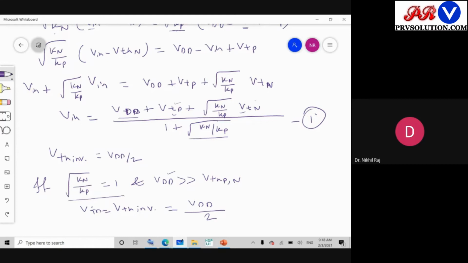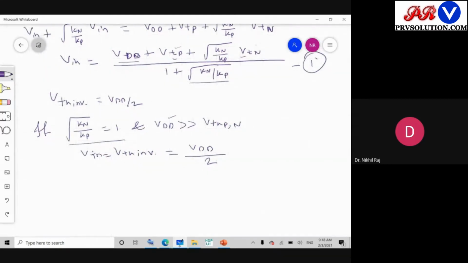Okay, now what does this mean? Ratio equal to 1 means what? Kn by Kp is equal to 1. It means nothing but my Kn should be equal to Kp. So my goal should be that Kn should be equal to Kp. My first observation is this one.